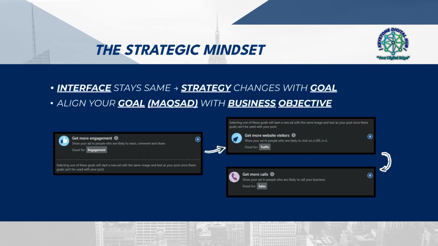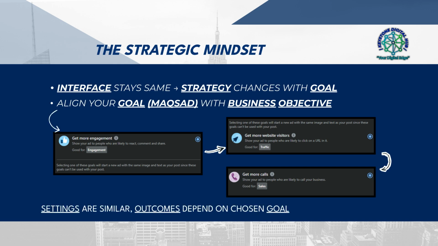The strategic mindset is key. While the interface stays the same, the strategy changes with your goal. Always align your chosen goal with your business objective. Settings are similar, but outcomes depend on the chosen goal.